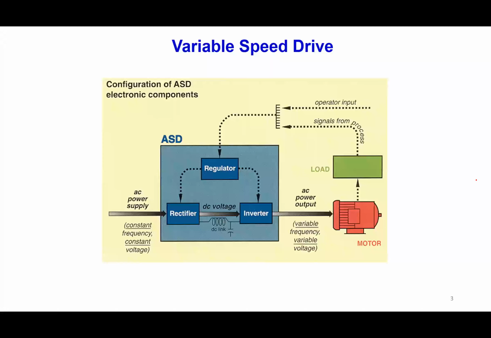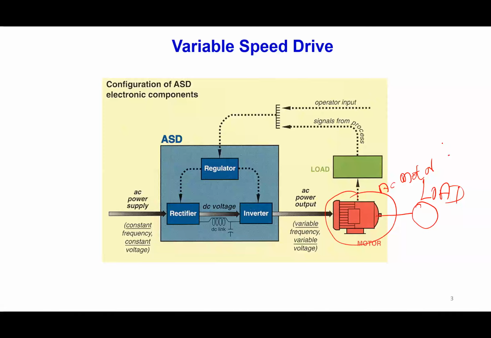So this is a basic configuration of an adjustable speed drive system. We have a motor. This motor drives a load on one end. The input to the motor is coming from an inverter. This is an AC motor, that is why we need an inverter. If it is a DC motor, we need a chopper or a DC-DC converter, provided the source is also DC.